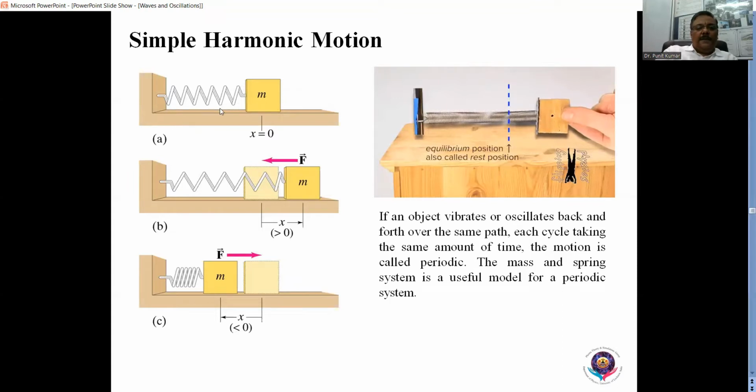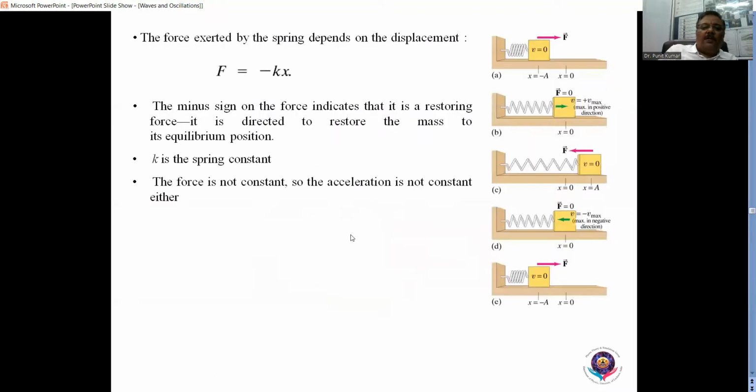So see this spring, we pull it back and release it. Pull it back to a position x, release, and it will come to its mean position and again travel further in the opposite direction to a similar displacement x. Such type of motion is called simple harmonic motion.